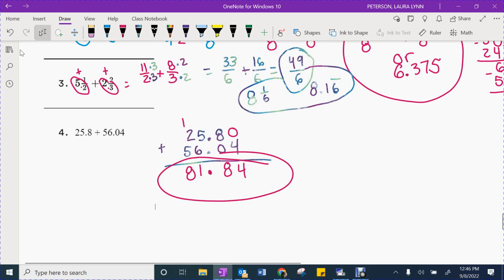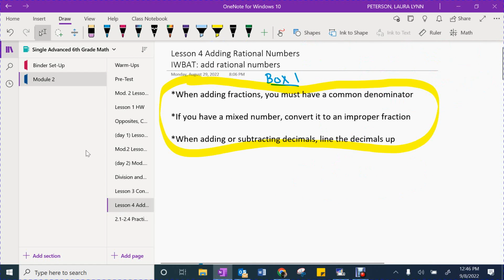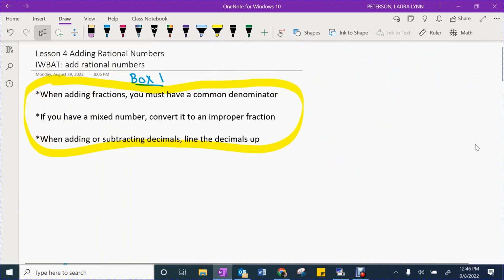Please get out a piece of paper for notes, fold it into 4s, and we're going to jump to our notes. For your notes, as always, fold into 4s, put your name at the top of it, and title. The title is Lesson 4, Adding Rational Numbers.